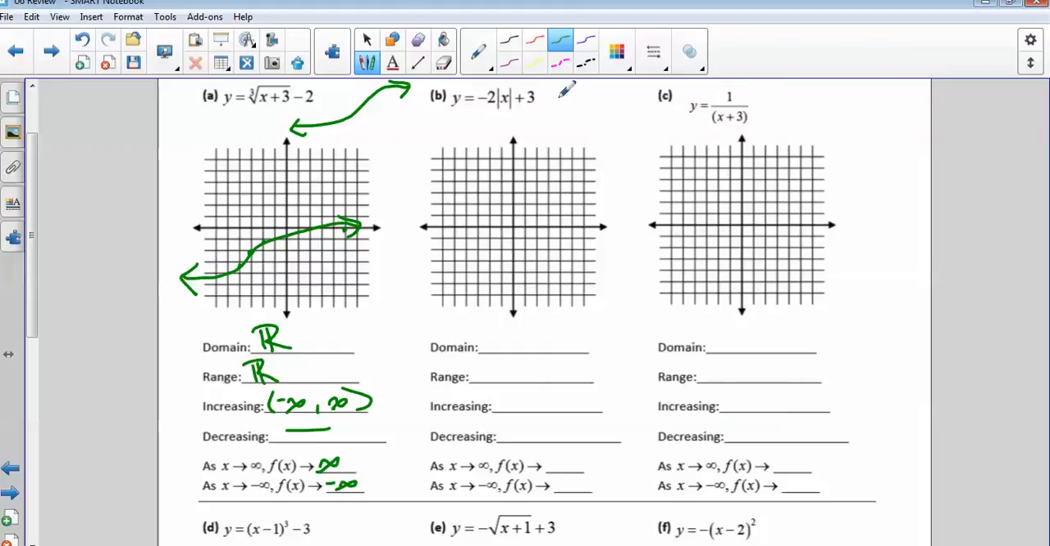The next one's absolute value, so your parent function is the v shape. I have a vertical stretch of 2. I have a vertical flip because of the negative, and my vertex moves up 3. So my vertex goes from 0, 0, up 3. Instead of going over 1, up 1, I go over 1, down 2. That is both my stretch and my flip. And I continue doing that on both sides, only for the absolute value function.